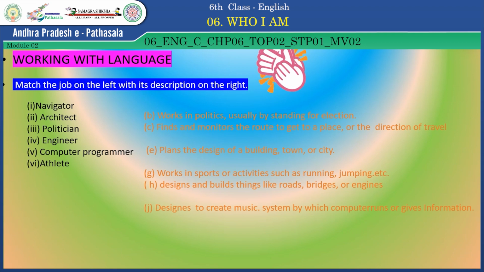Next one. Seventh one. Disc jockey. Correct matching description is F. Controls and puts together a program of music. Good children.